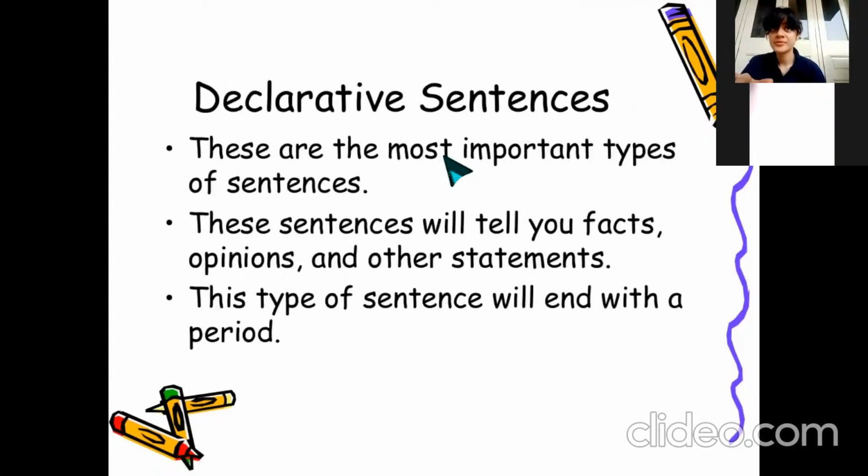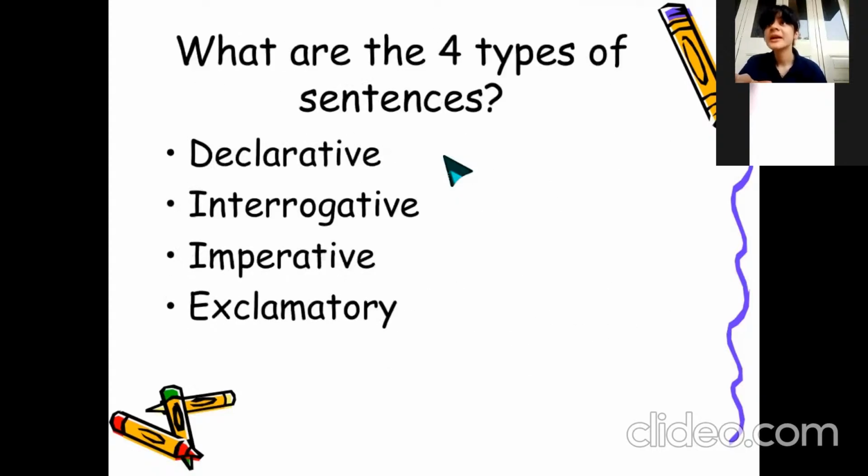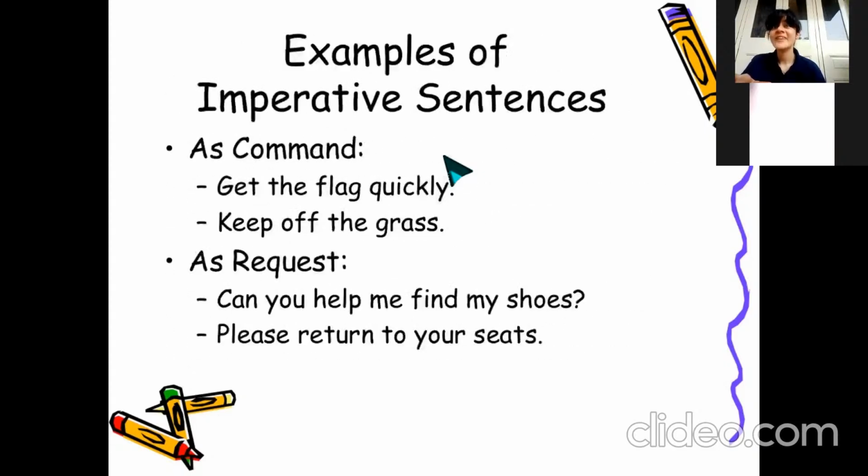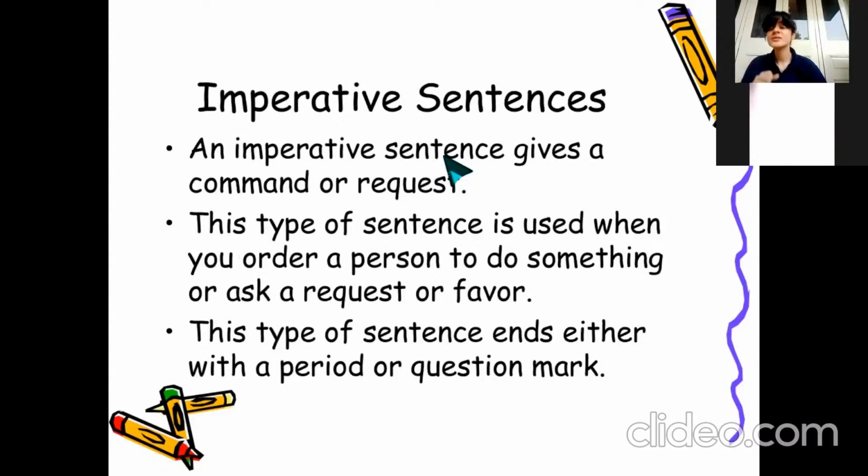The third type of sentence is imperative sentence. Say it after me. Imperative. Very good. An imperative sentence gives a command or a request. This type of sentence is used when you order a person to do something or ask a request or favor. This type of sentence ends with a full stop or with a question mark.